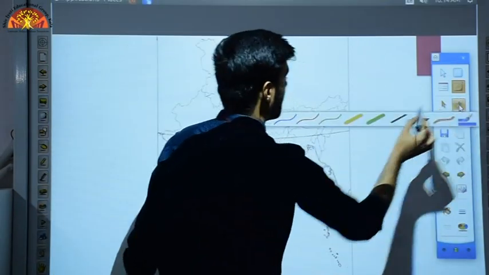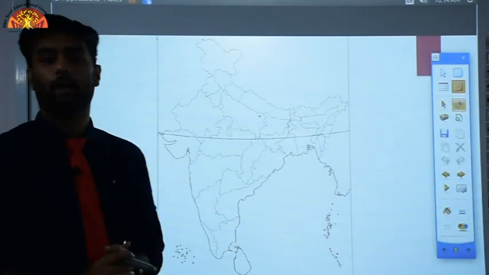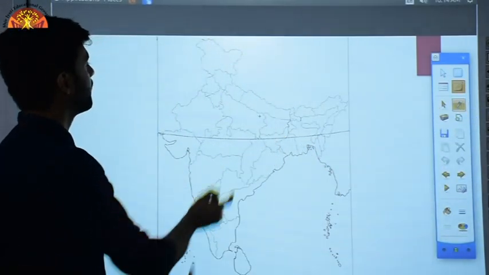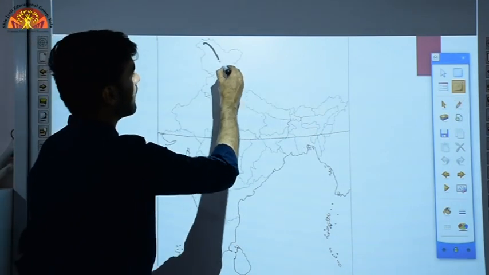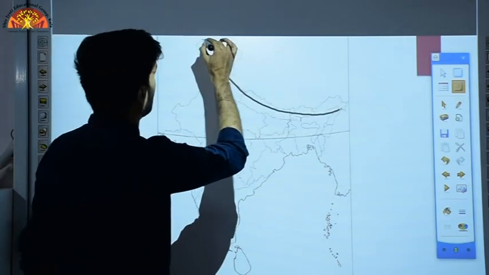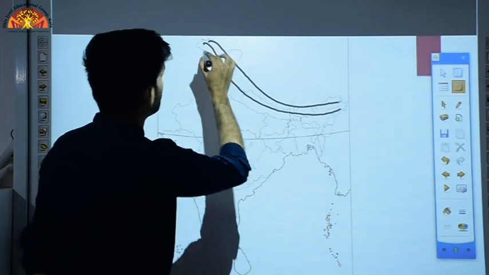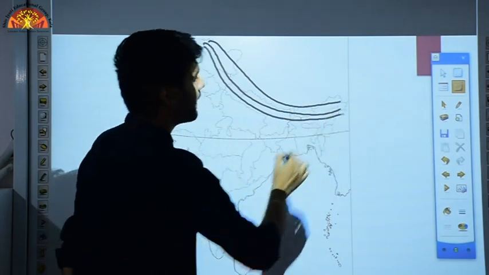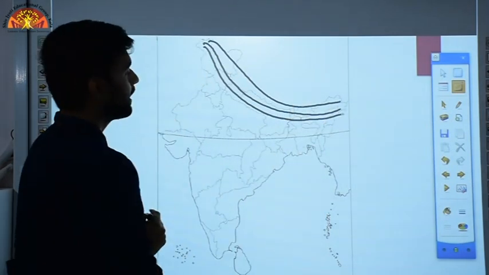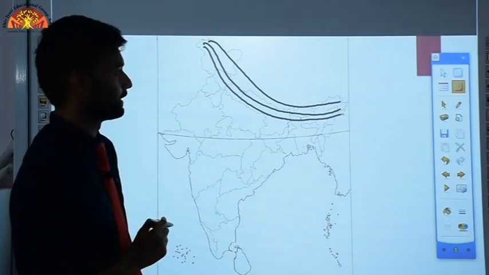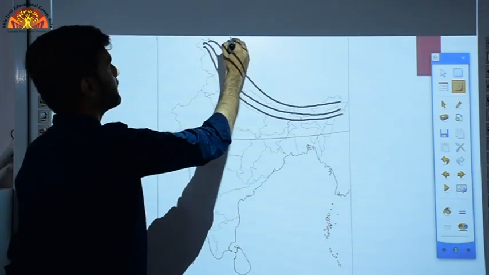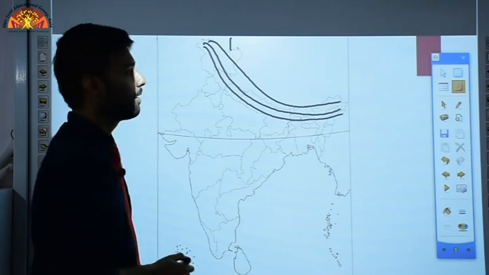First, let's start from the top. Let's mark the mountains, which is the Himalaya mountain. Now the Himalaya mountains start from here and they pass all the way to Arunachal Pradesh. The Himalaya mountains are divided into 3 ranges, which are Himadri, Himachal and Shivalik ranges. Okay. So our first is the Himalayan mountains.